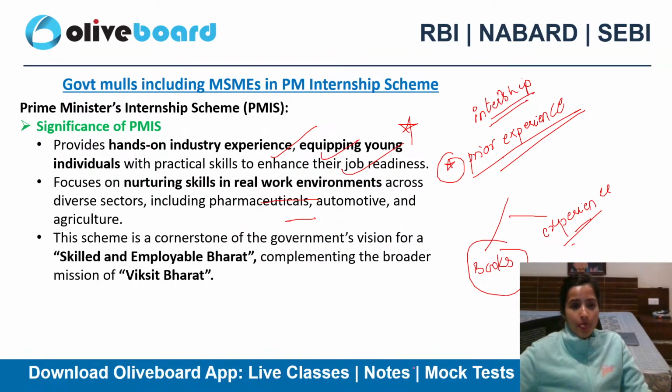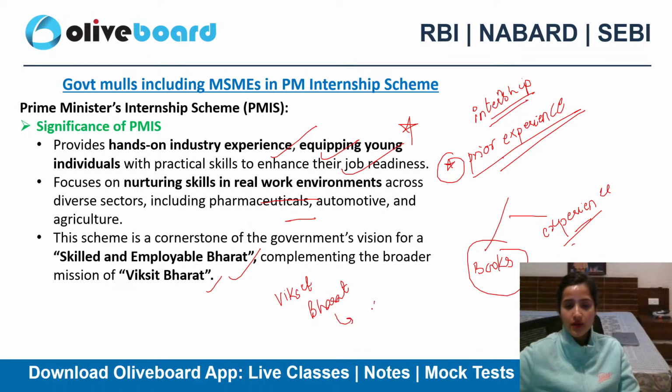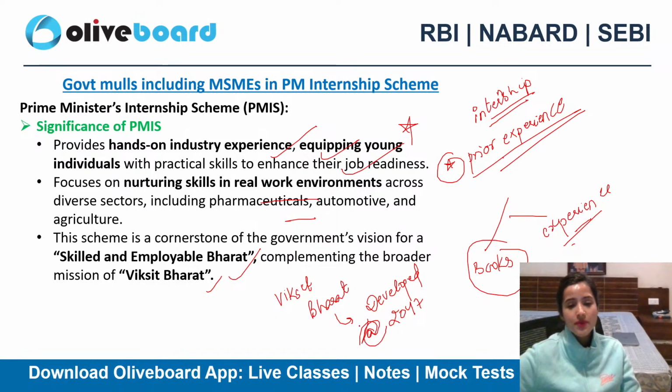All right. This scheme is a cornerstone of the government's vision for a skilled and employable Bharat, complementing the broader mission of Viksit Bharat. Viksit Bharat means a developed India. So our vision is to become developed by the year 2047. So this is one of the steps towards becoming Viksit Bharat and our vision of a skilled and employable Bharat. So you can see this is a long-term plan. That means there's huge unemployment in our country.